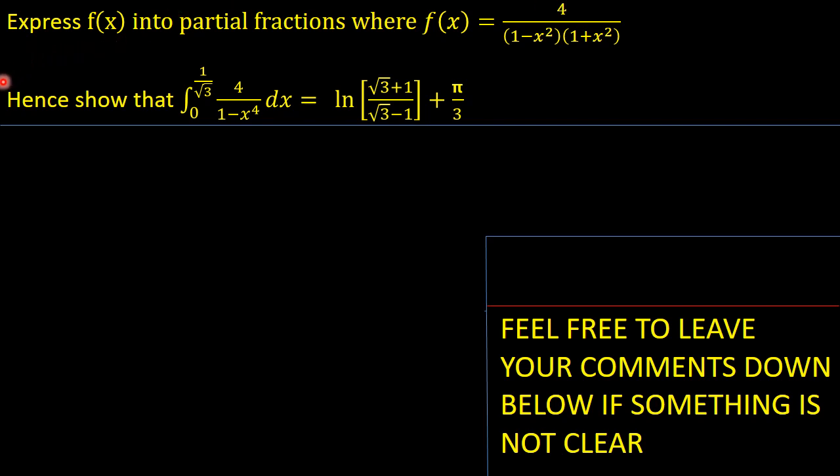Okay, let's jump straight into the video today. The first question is saying that we should express f of x into partial fractions, where f of x equals 4 over (1 minus x squared) into (1 plus x squared). And the next part is saying that we should hence show that the definite integral going from 0 to 1 by root 3 of 4 over 1 minus x to the fourth dx is the same as the natural log of (square root of 3 plus 1) over (square root of 3 minus 1), plus pi over 3.